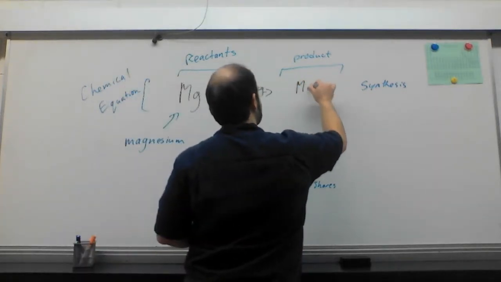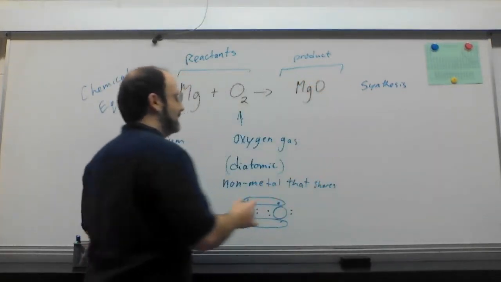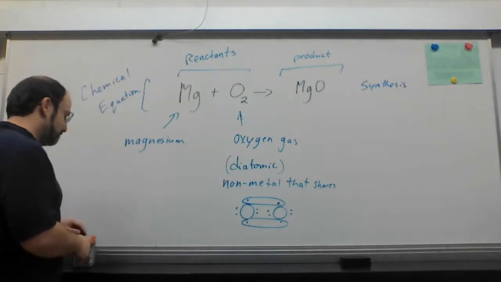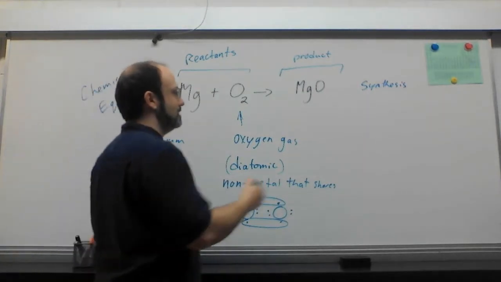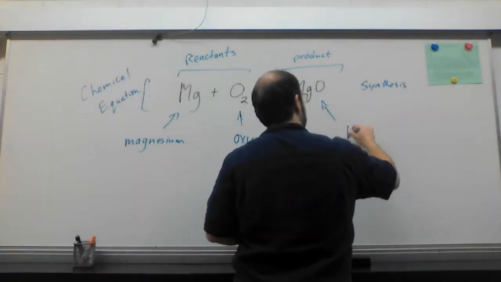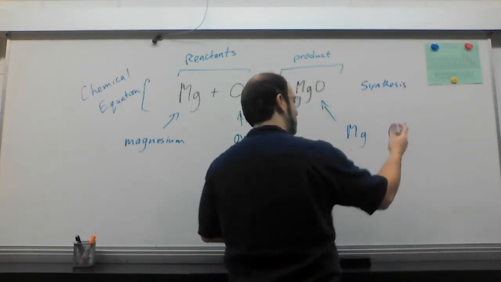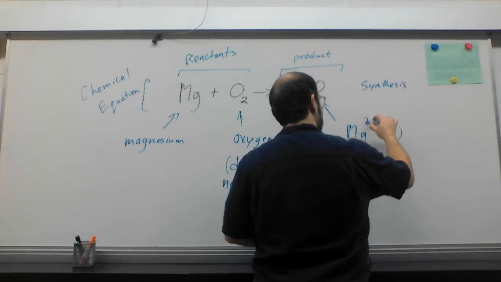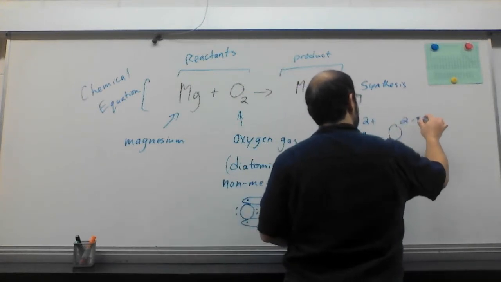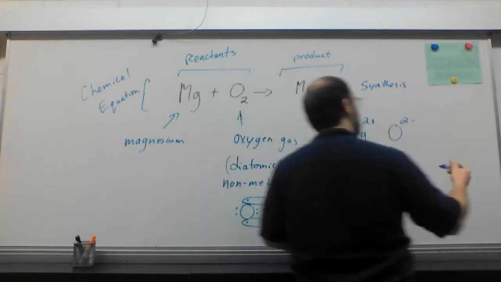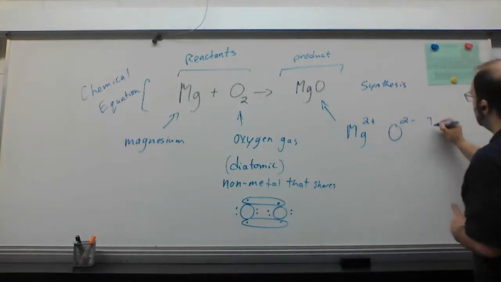It's going to be MgO. And you know that's what's going to be created because you can take that and go, I know how this is going to work, because Mg is a metal and O is a non-metal. And Mg is going to be, of course, good old 2+, and oxygen is 2-, and we know that because of where they are located on the periodic table.